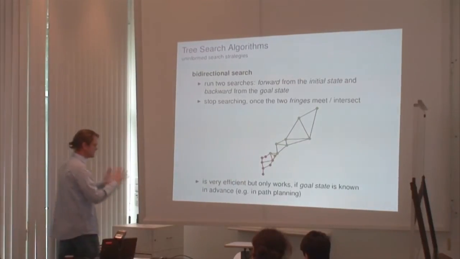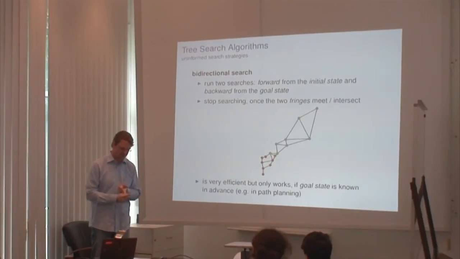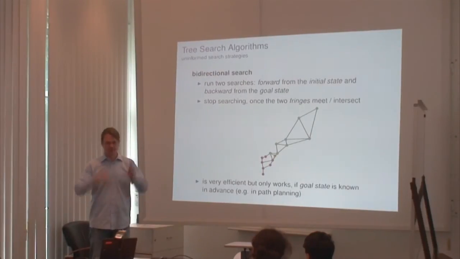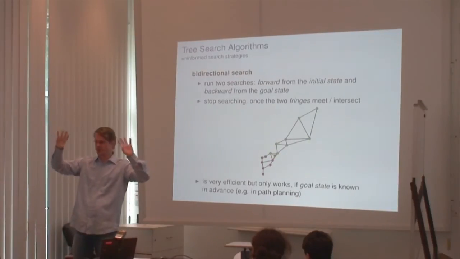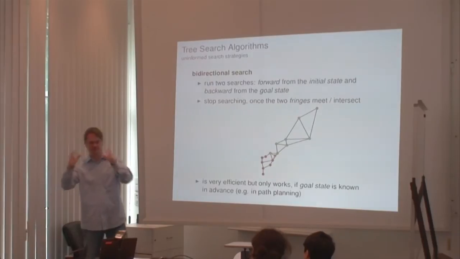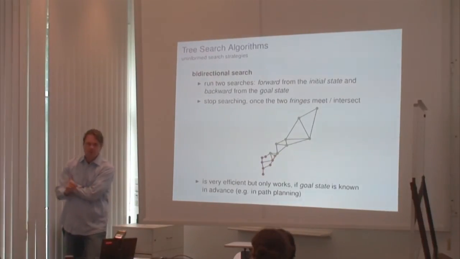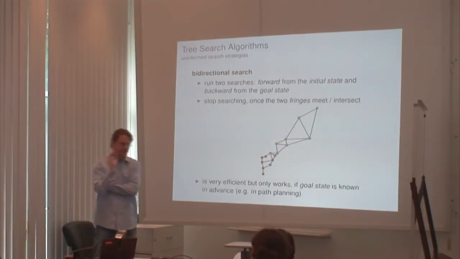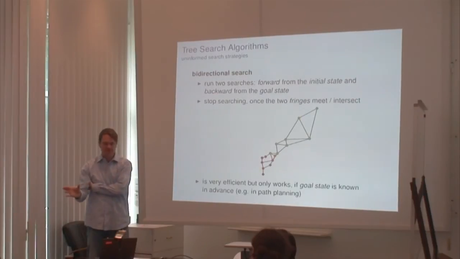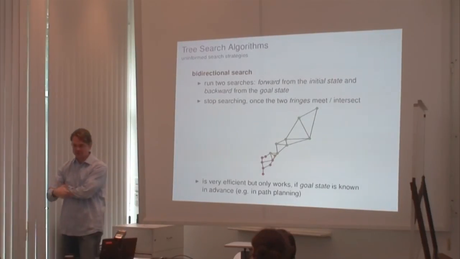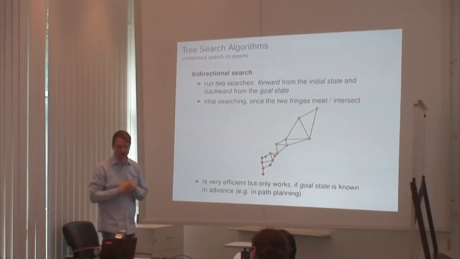This is extremely efficient, and this is how you should do it, but of course it only works if we know the goal state. So it doesn't work for tic-tac-toe or chess, because there we just want to win, no matter how. We want to reach one state that corresponds to a win. In path planning, we have a single previously known, clearly specified goal state, Bremen. Our initial state is Bonn. We want to find Bremen, so therefore we can start a backward search from Bremen.